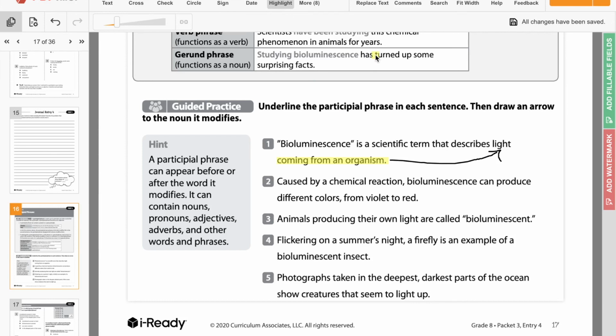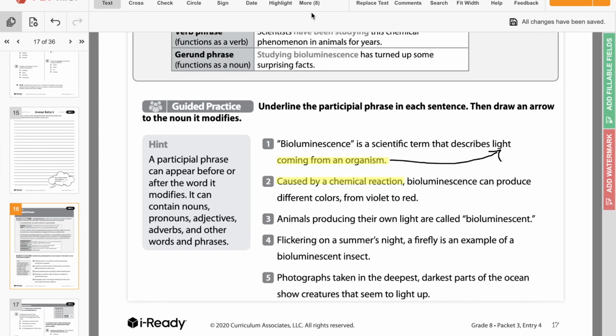Well, we only have one ed or ing word in here, and it's caused. So we know that it's going to start with cause, but where does the phrase end? Well, just as a hint, not in every case, but if there is a comma, it's probably going to end at the comma, so we have that here. So it's just going to finish off the thought. So caused by a chemical reaction.